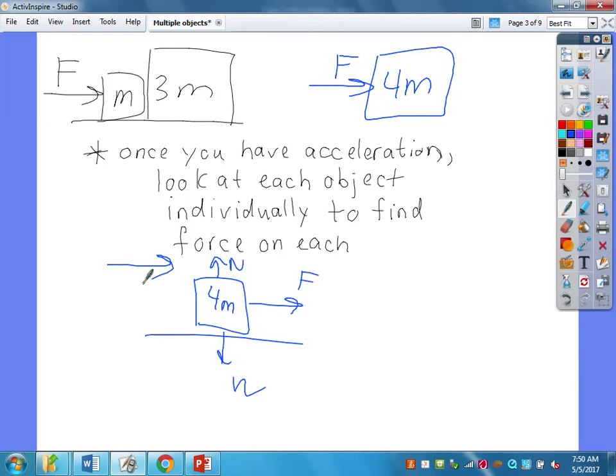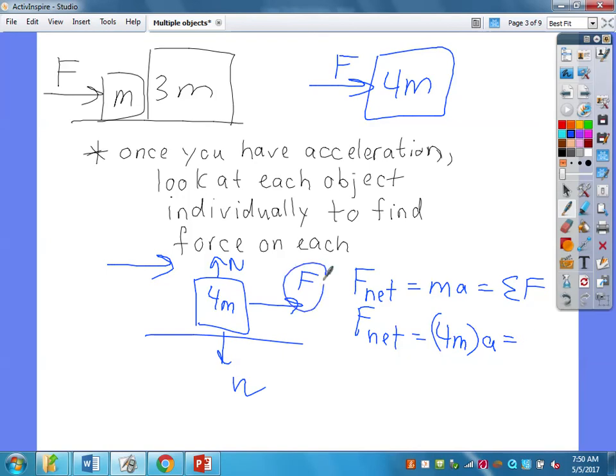So what I can say here is F net equals m times a equals the sum of forces. This is the formula I'm going to use. So F net equals, what's my mass? 4m times a equals what forces are making this accelerate. The only force that's going to make it accelerate is F. So 4ma equals F. So that means the acceleration is equal to F over 4m. That would be your answer.